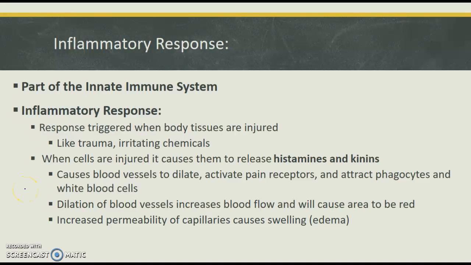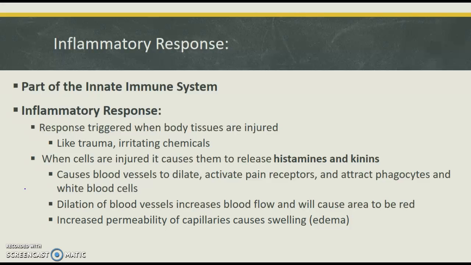Okay, this is lesson 9, video 2, and we're moving on to the inflammatory response, which is part of the innate immune system. So the inflammatory response is a response triggered when body tissues are injured. This causes the injured cells to release chemicals such as histamines and kinines. These allow the blood vessels to dilate, activate pain receptors, attract white blood cells.